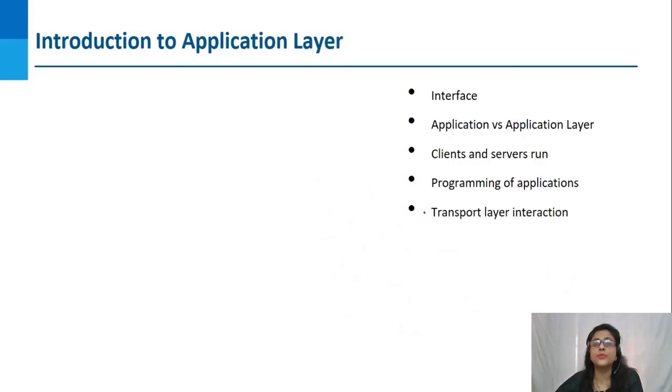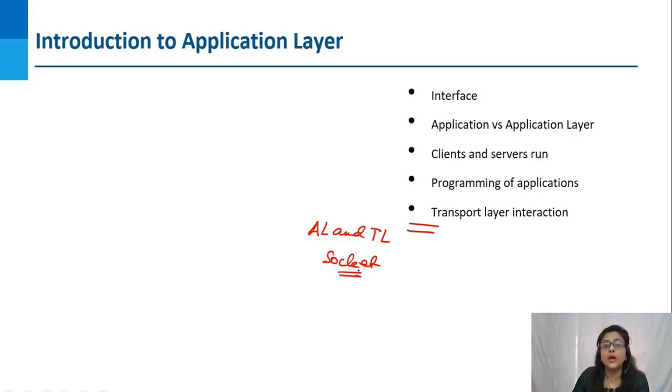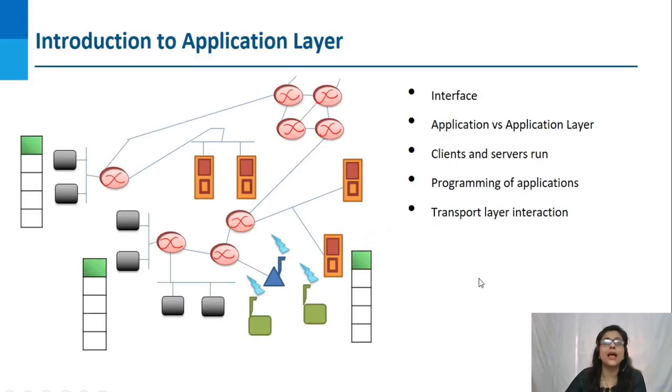Next comes transport layer interaction. As I said, this is the interface between the application layer and the transport layer. The application layer and the transport layer interface is known as the socket. We are going to learn about socket shortly. Let us understand the application layer with respect to this diagram.